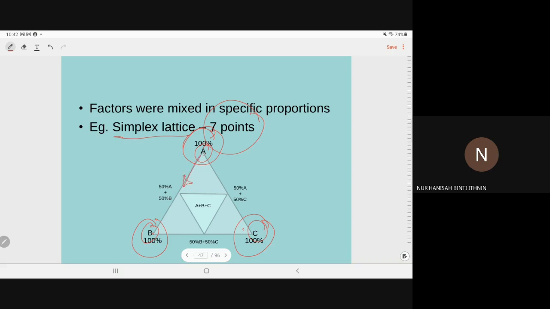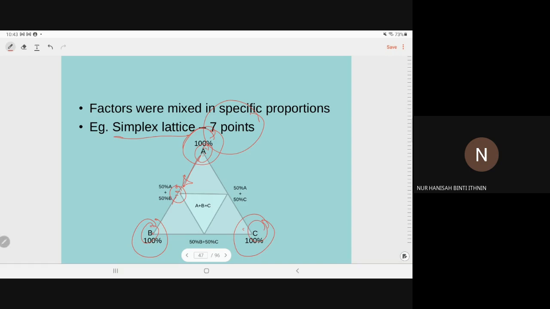All along this line that connects A and B, it is a combination of A and B. When we move from point A towards point B, the proportion of A is reducing and the proportion of B is increasing. When we reach the halfway point, it is 50% A and 50% B. Then further towards B, the percentage of B is increasing and the percentage of A is decreasing.